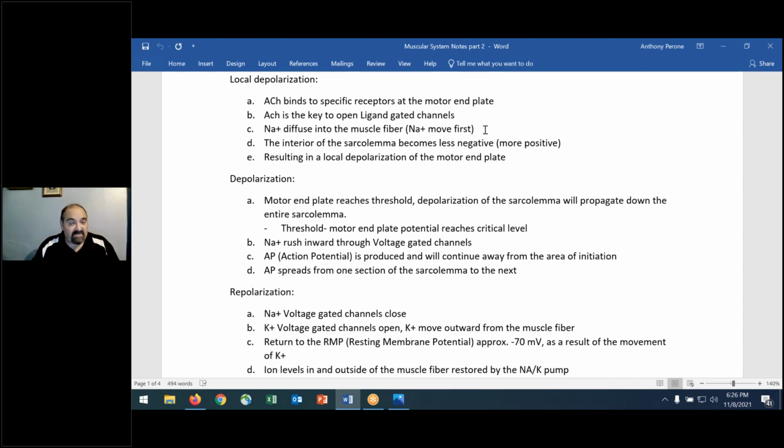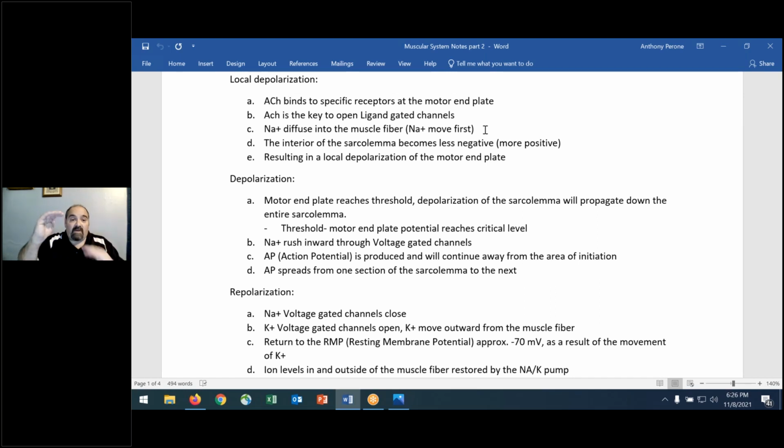Now know that there are leak channels. Recall that video number 1 talks about the leak channels. They're always open. There's no gate. And so ions will travel down their concentration gradient from high concentration to low concentration. That's diffusion. It's a passive process. No energy is required.